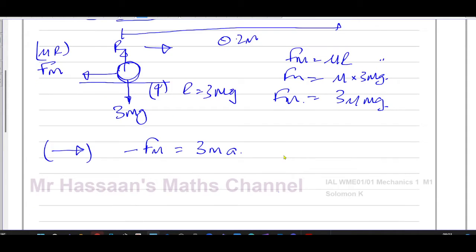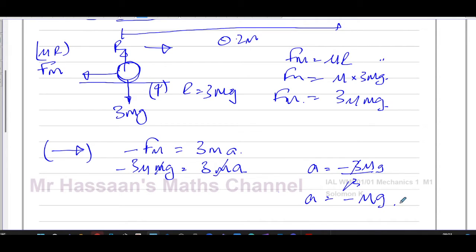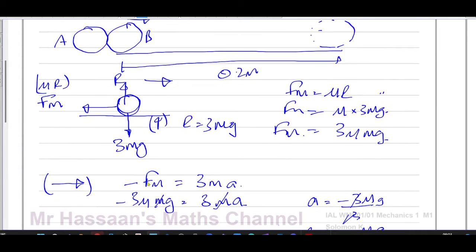And we can say here that F max is equal to mu R, so it's minus 3 mu mg is equal to 3ma. The m's cancel out, so you're left with a is equal to minus 3 mu g over 3. So the acceleration is minus mu times g. Now, that's the acceleration of this particle.